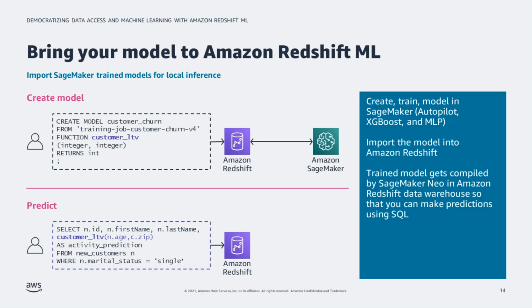Now, we provide this capability to import models from SageMaker into Redshift. In the create model statement that you see on your slide, users specify the name of the SageMaker model and the function name as it's to be referred to in Redshift. Once this statement is complete and executed, users can now use the functions to run local predictions inside Redshift.